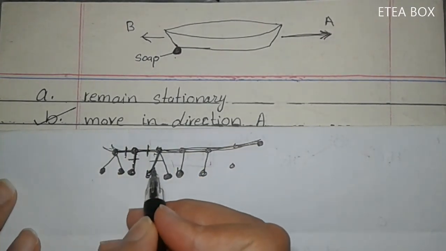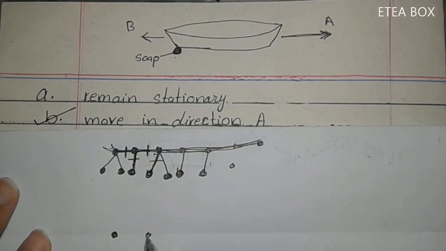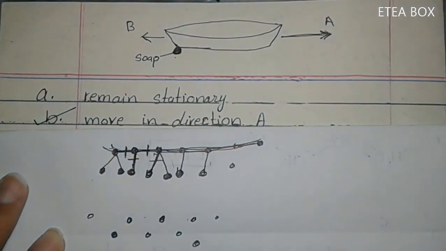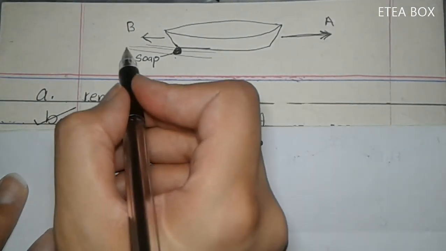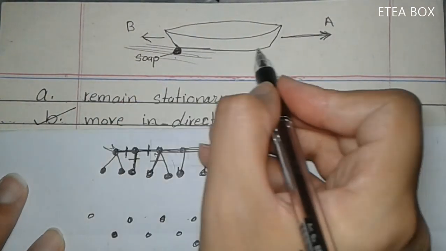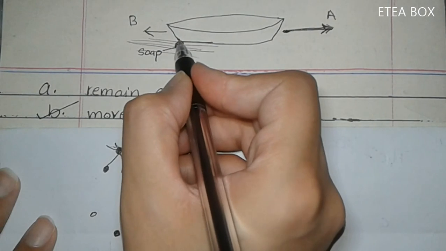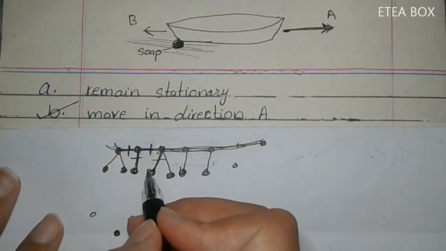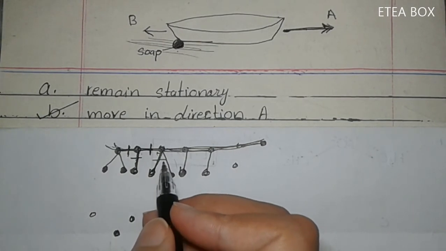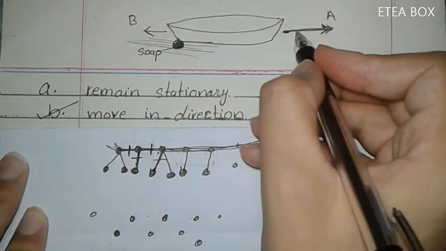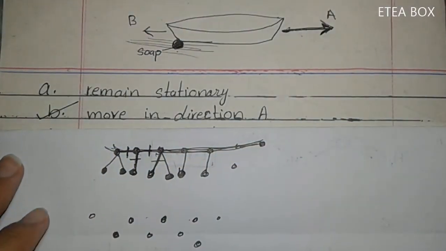When these intermolecular forces are weakened, what will happen? The molecules will move away from each other, like this. When the molecules move away from each other, this movement of molecules also gives movement to the boat. So the boat will move in the direction of A. The soap weakens the intermolecular forces of water molecules, and in turn weakens the surface tension of water, due to which the water molecules move away from each other, and this movement also gives movement to the toy boat in the forward direction, in the direction of A. So option B is correct.